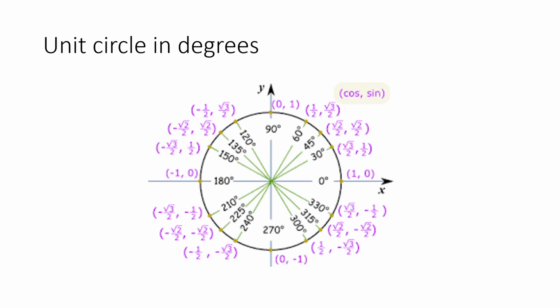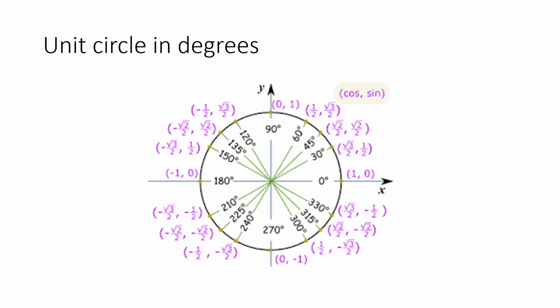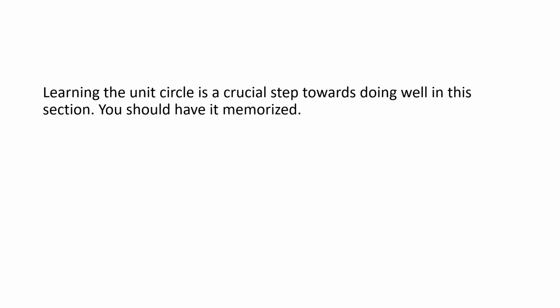And going back, we see that we can convert each of those degree measures into radians. And so we could go through the steps, but these are the radian measures that we would get. And so we can also express our unit circle in radians or in degrees. And it's a very useful thing. So learning the unit circle is important, and you want to try and memorize it. So that seems like a daunting task, but it's not really.